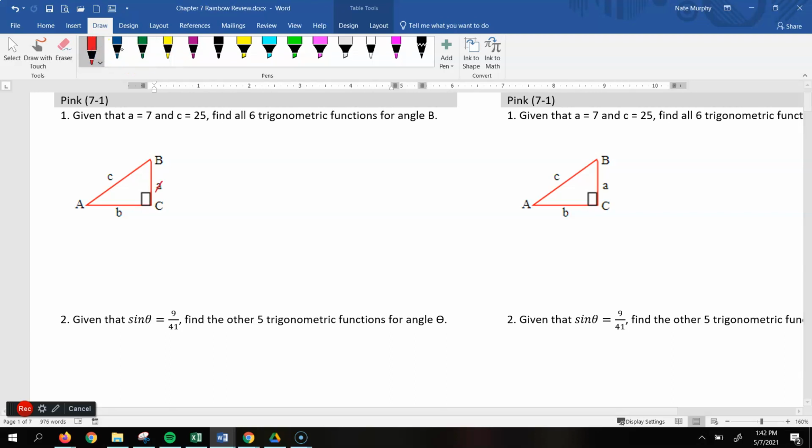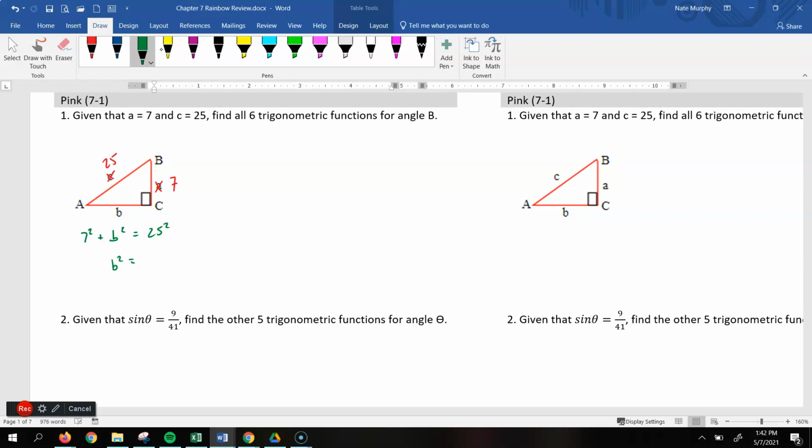We know side A is 7. We know side C is 25. To figure out side B, we're going to use the Pythagorean theorem because this is a right triangle. Remember, a squared plus b squared equals c squared. So I'm going to say 7 squared plus b squared equals 25 squared.